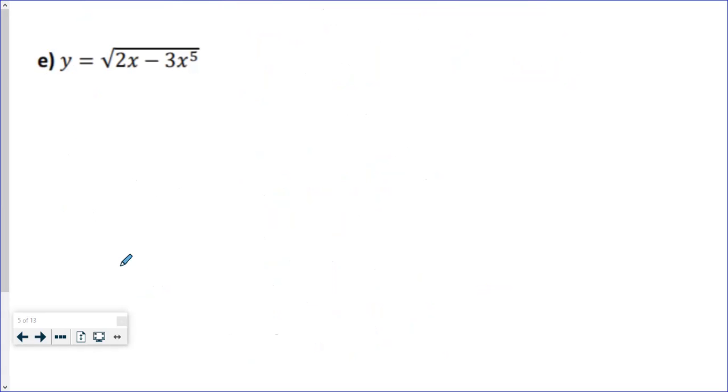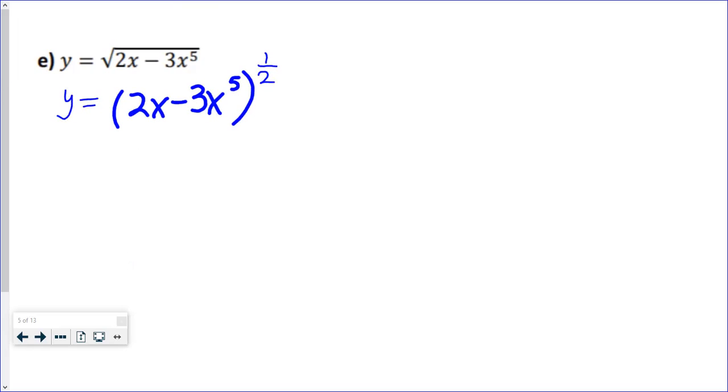So before I go into my dy over dx, I want to rewrite this question without the radical. So I want to write it as y is equal to, and there I go again, I don't want a radical here. I want 2x minus 3x to the power of 5, and I want all of that to the power of 1/2.